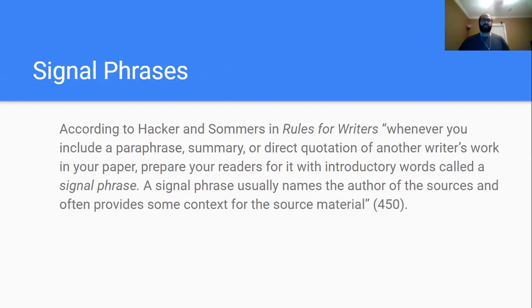This lecture is on signal phrases. According to Hacker and Summers in Rules for Writers, whenever you include a paraphrase, summary, or direct quotation of another writer's work in your paper, prepare your readers for it with introductory words called a signal phrase. A signal phrase usually names the author of the sources and often provides some context for the source material.